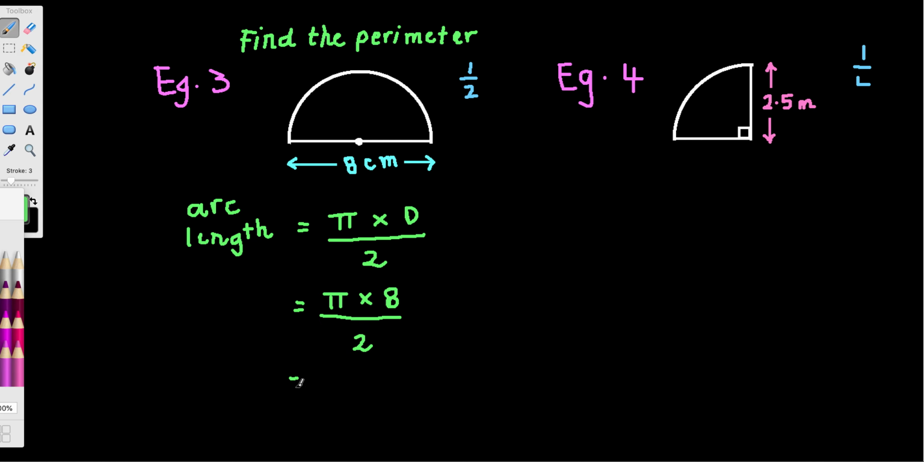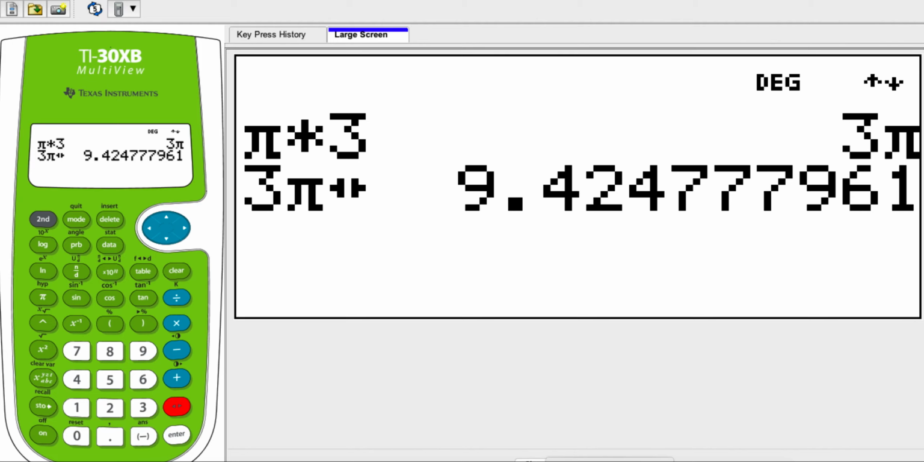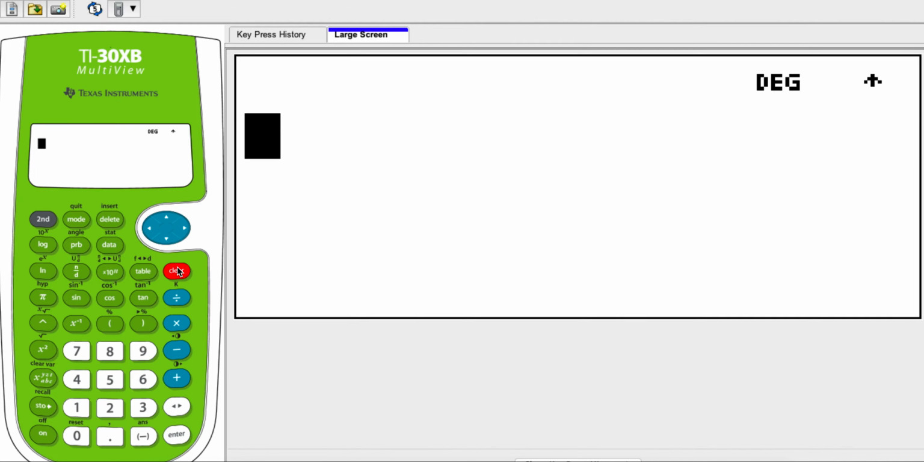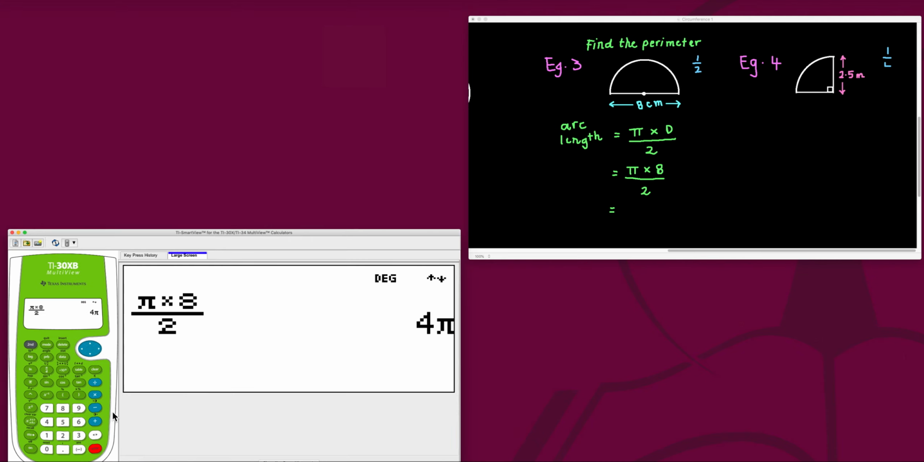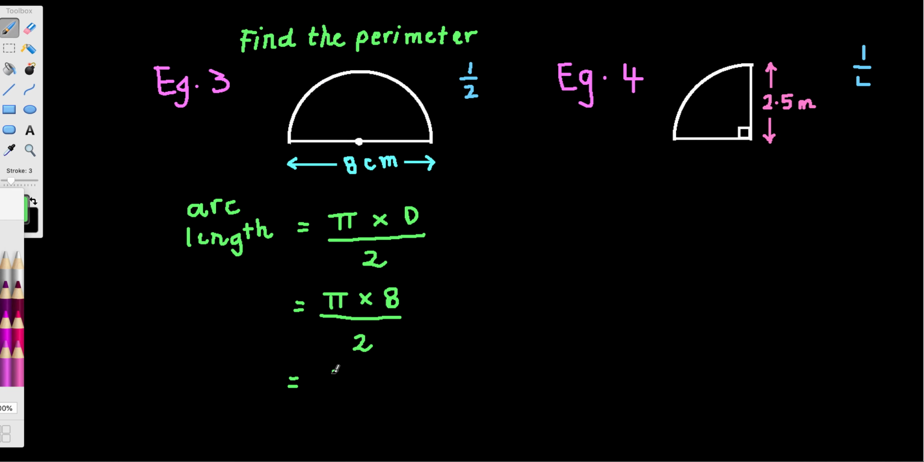Now, when you put that in your calculator, what you'll see is it will simplify that. Pi times 8, and then we'll divide that by 2, and it will tell me that it's 4 pi. Now, I'm just going to leave it like that for now because I'm actually not finished. 4 pi. The reason I'm not finished is because that was just the arc part. That's the curved part of the shape. I want the full perimeter of the shape.